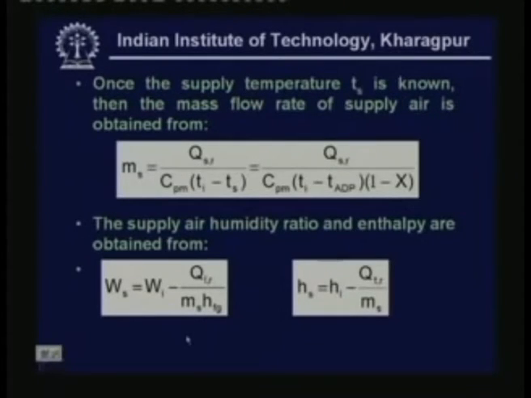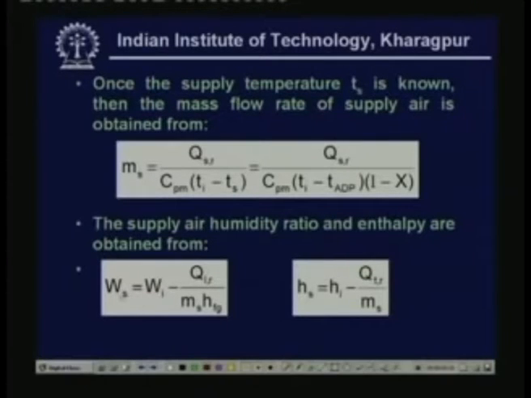So, once we know the supply temperature, the mass flow rate of supply air is simply obtained from this equation, Ms is equal to QSR divided by Cpm into Ti minus Ts. Ti minus Ts can be written in terms of coil ADP and the bypass factor, that is Ti minus TADP into 1 minus X, right. And the supply air humidity ratio and enthalpy are obtained from the equations for the latent load and the total load. Okay. So, everything is known on this side, so we can find out what should be the supply air enthalpy and the supply air humidity ratio. Okay. So, once we know one parameter, let us say the supply air temperature, all other things can be obtained.